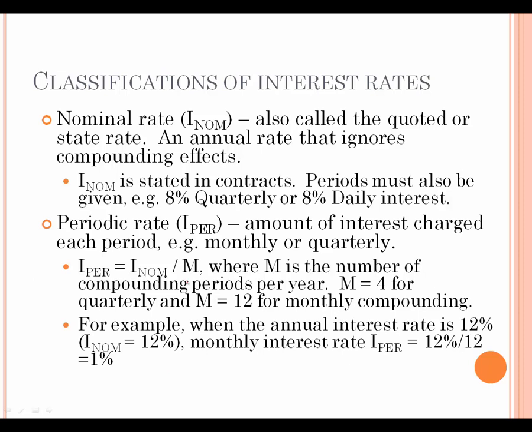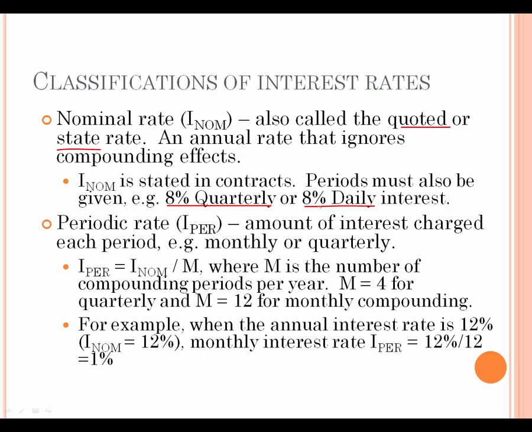So let's look at some terms. Nominal rate, or I-nom, is sometimes also called the quoted or stated interest rate. This is the interest rate usually stated in the contracts. If we say 8% quarterly, that does not mean 8% each quarter. This means 8% annual nominal interest rate, and then you compound quarterly. 8% daily, again, doesn't mean 8% every day. It means 8% stated or nominal interest rate for the whole year, but then you use daily compounding.